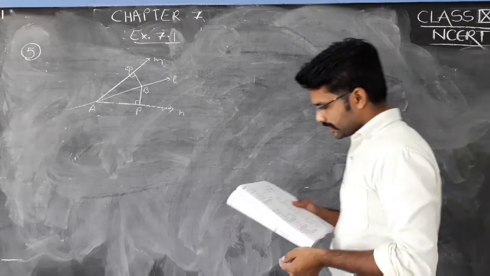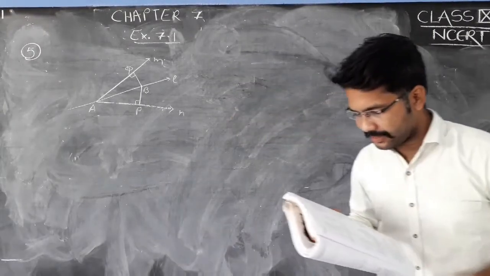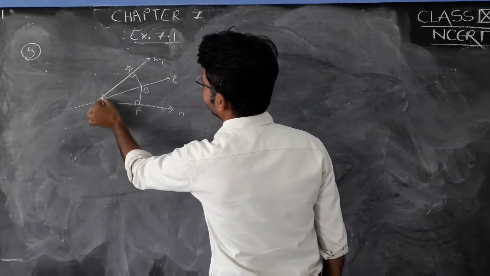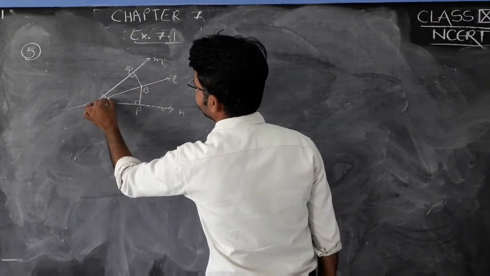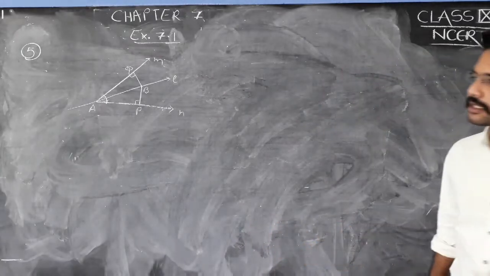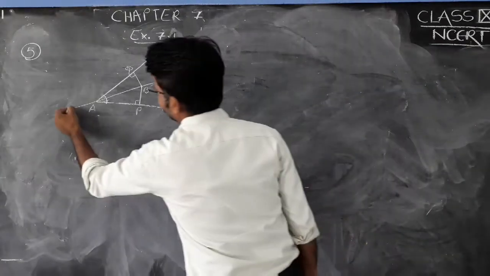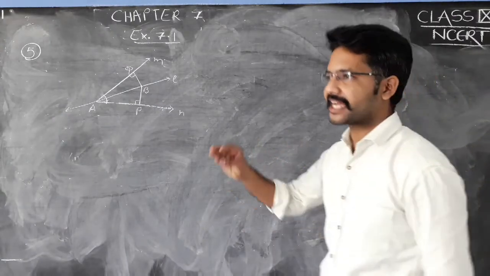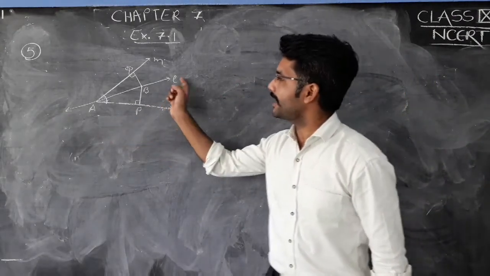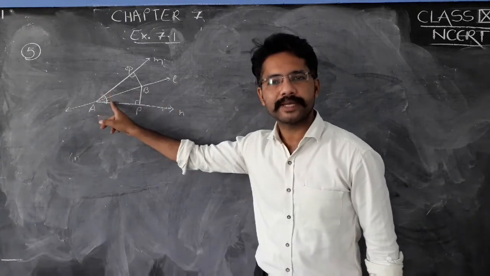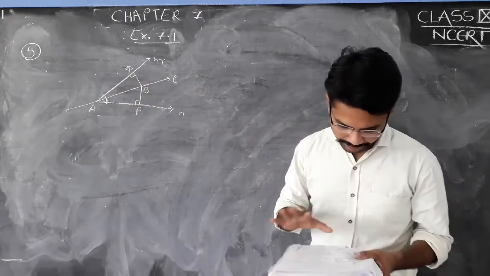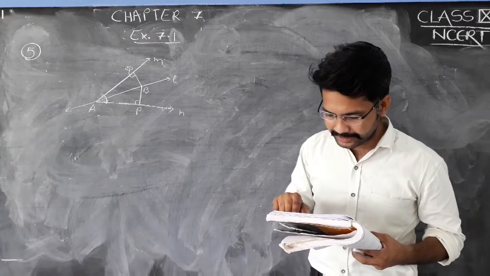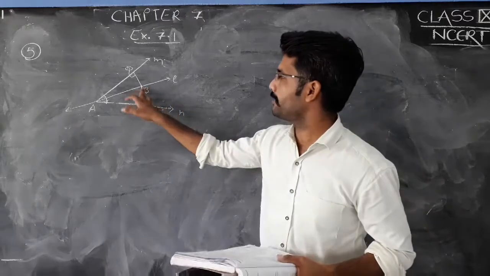Okay. So question number 5 is: Line l is the bisector of angle A. We have angle A, and line l is the bisector of angle A. Angle A would be divided into two equal parts. Bisect means bi means two, sect means divide. Means line l will divide angle A into two equal parts. It is given. And B is any point on l.